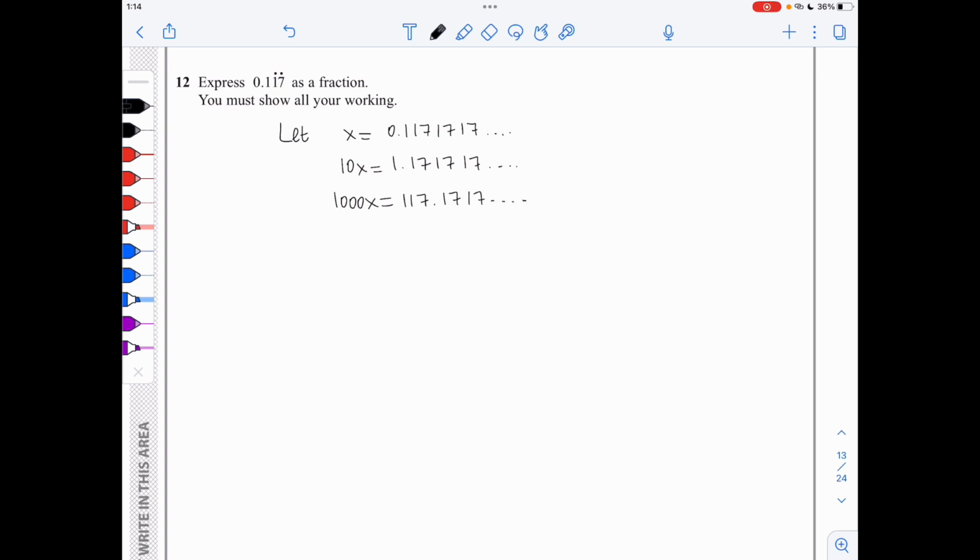So if I multiply this by 100, leading to 1000x, it's going to be 117.1717... And we observe that the decimal part here and here is identical, which means that I could deduct one from the other. 1000x minus 10x is 990x, which is 116. So x is 116 over 990. You could simplify this to 58 over 495. However, if you decide to stay here, that will be acceptable. You will not be penalized.